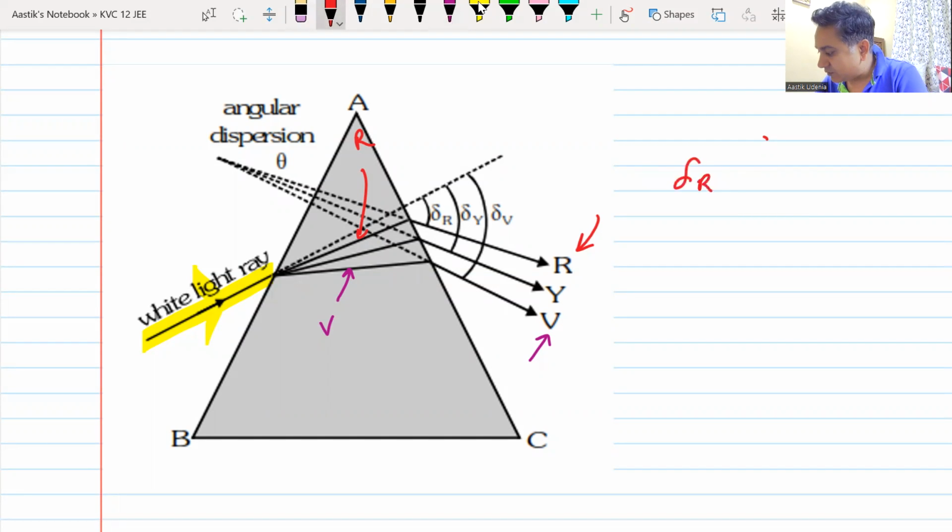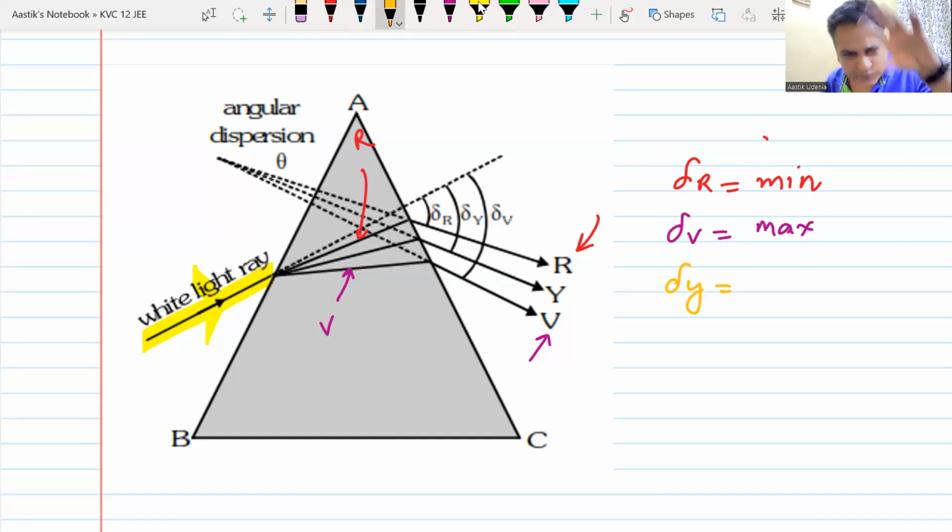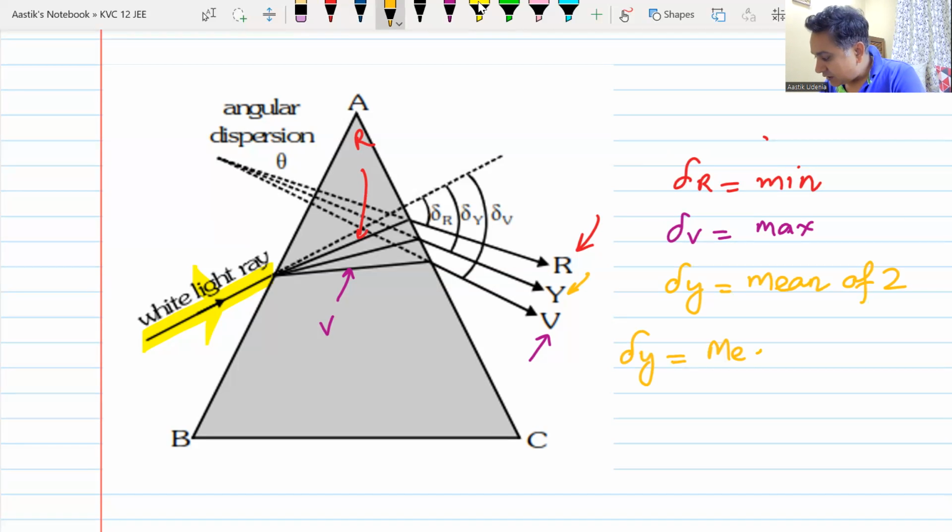Deviation of red is minimum. Do we see this? Deviation of violet is maximum. What do you think about yellow? Deviation of yellow is very nearly the mean of the two. Yellow light occurs exactly in between the two. Do we see this? Therefore, the deviation of yellow light is known as mean deviation.